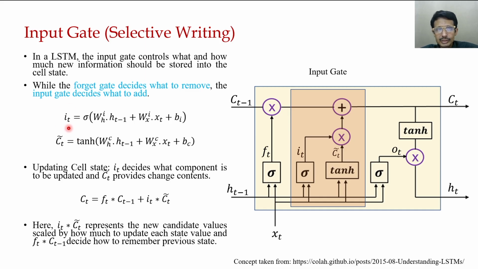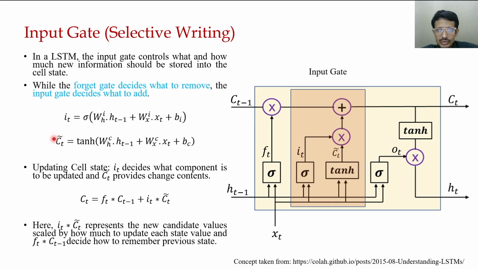Now what is the formulation of the input gate? It is W_h,i, I for input gate, this W_h for the previous state h_{t-1}, plus W_x,i for input x_t at this time instant, I for input gate, plus b_i, the input gate bias. Over this summation we put a sigmoidal nonlinearity and we get that.